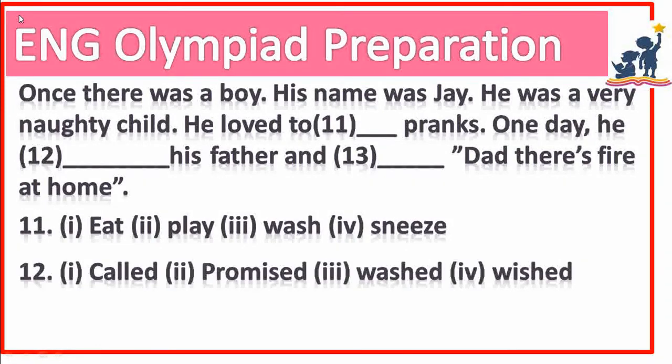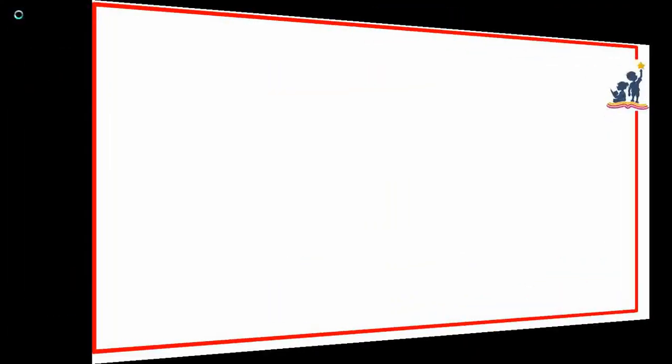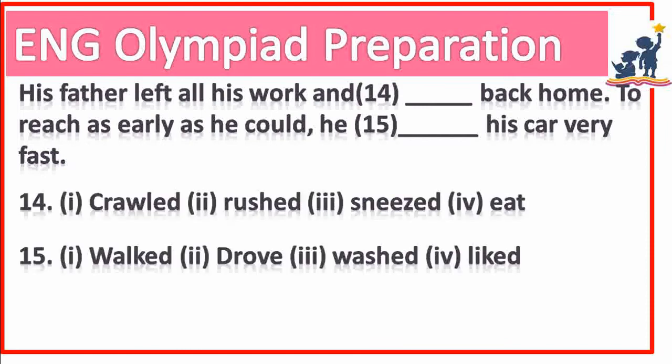Once there was a boy. His name was Jay. He was a very naughty child. He loved to play pranks. Question number 11. Option number 2. One day he called his father. Question number 12. Option number 1. And question number 13. Option number 1. Cried. Dad, there's fire at home. His father left all his work and option number 2, question number 14, rushed back home to reach as early as he could. He, question number 15, option number 2, drove his car very fast.